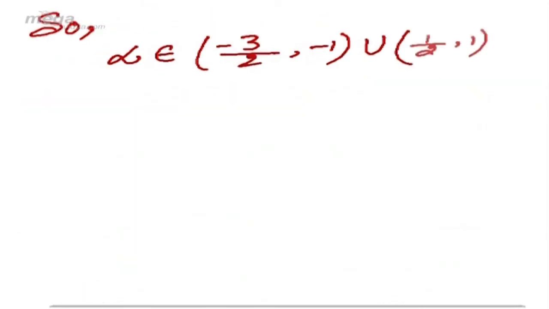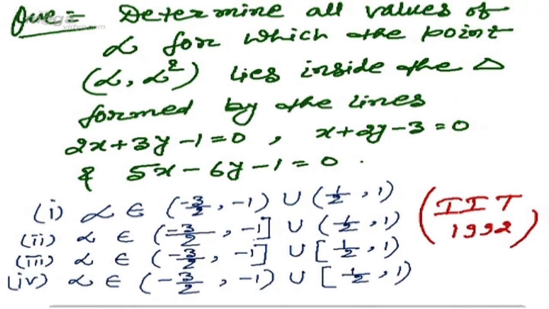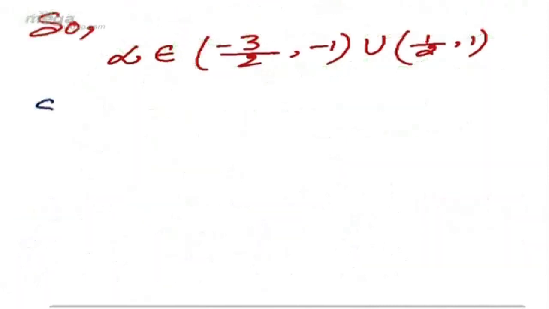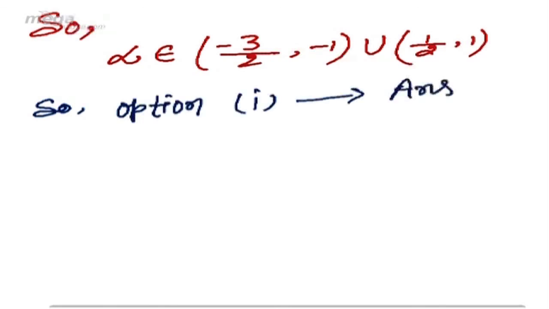Hence, now we'll see the question. In the question, the option minus 3 by 2 to minus 1 union half to 1, open interval, is given in the first option. So your option number first is the correct option. So option number first is the answer.